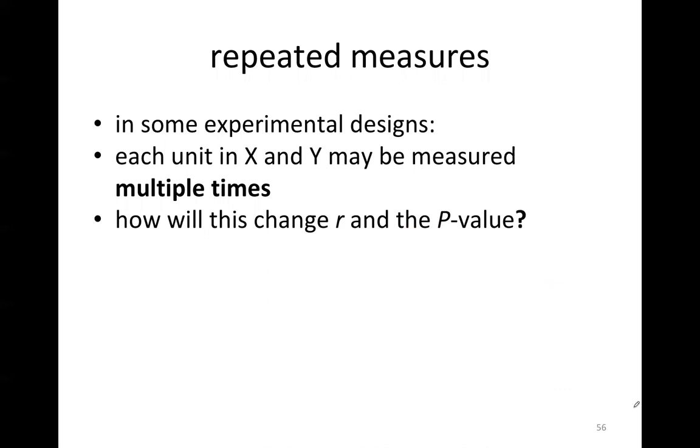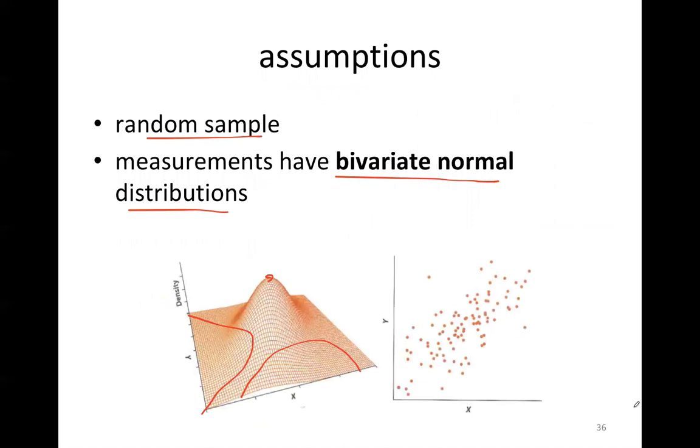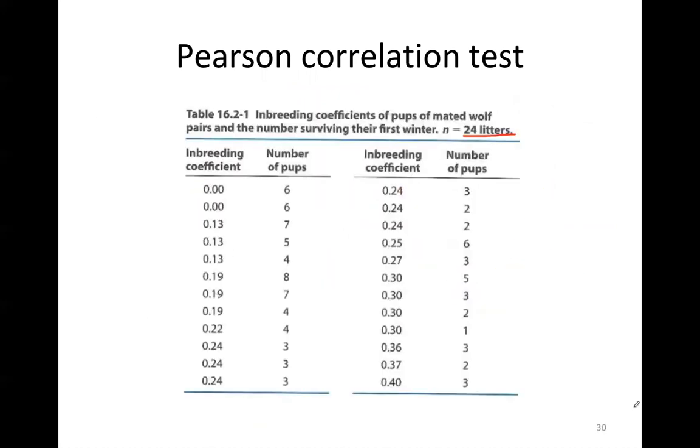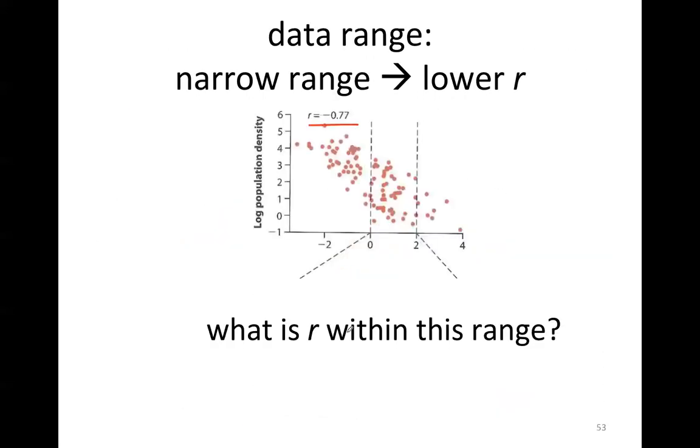Okay, and last point. In some experiments, you can have multiple X and Y values. Let's take this example. Let's say, assuming wolf pairs are monogamous, I think they're not, but assuming they're monogamous, the same pair mates the next year, and we can observe the same inbreeding coefficient. Thus, we would be able to observe a second set of values. Could we just pool all the data together and calculate the correlation coefficient and the p-value? How would the correlation coefficient be affected? How would the p-value be affected?